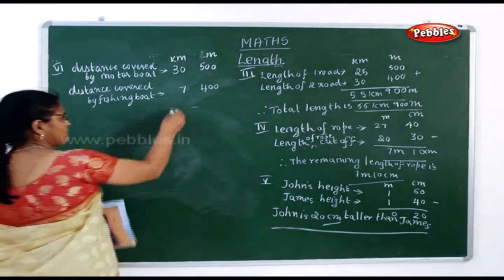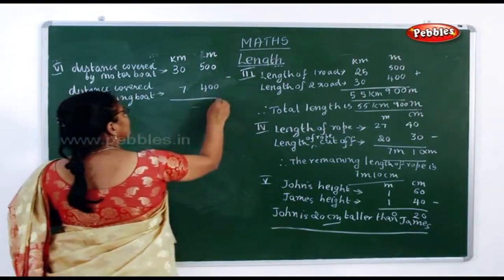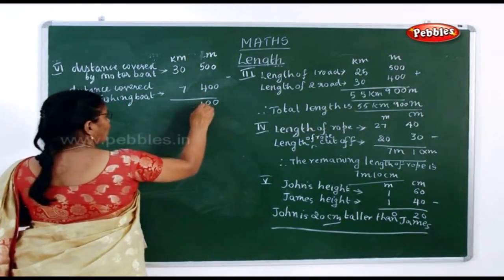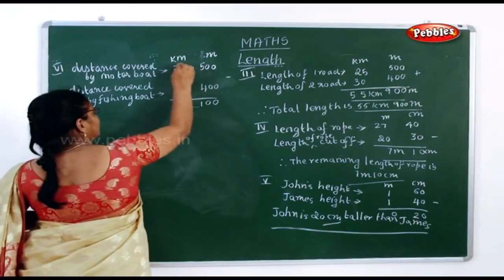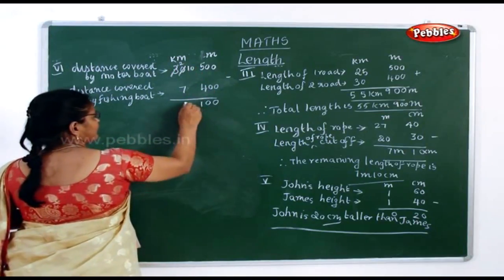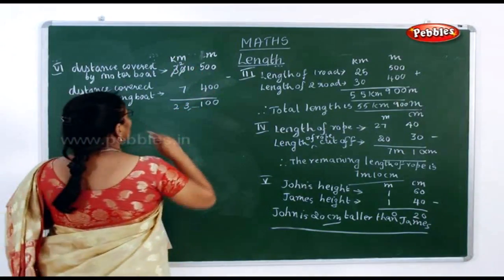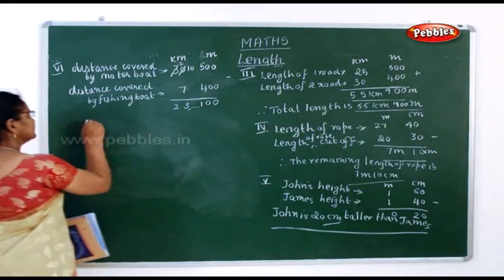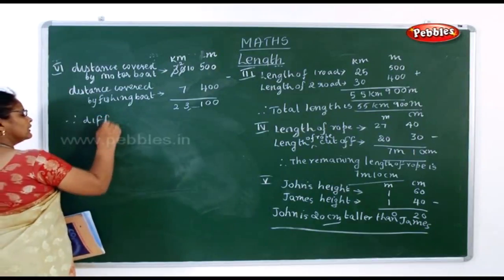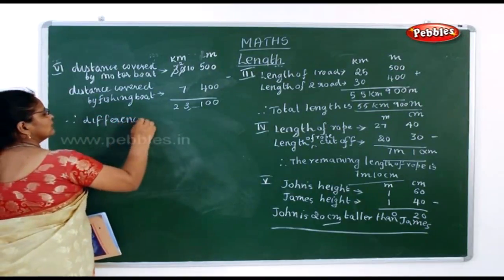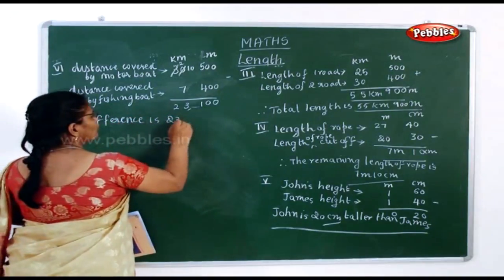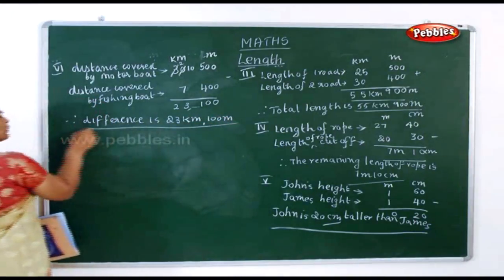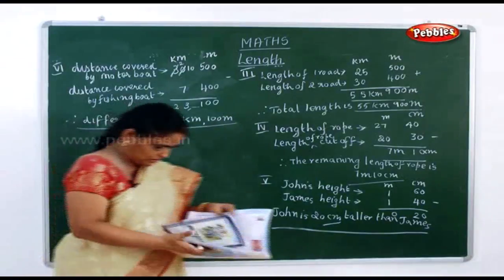So difference. So immediately you have to minus it. 0 minus 0, 0 minus 0, 0. 5 minus 4 is 1. And this will become 10 and this will become 2. You are borrowing. 10 minus 7 is 3. It is 23. So what is the answer you will write? Therefore the difference is 23 kilometer and 100 meter.